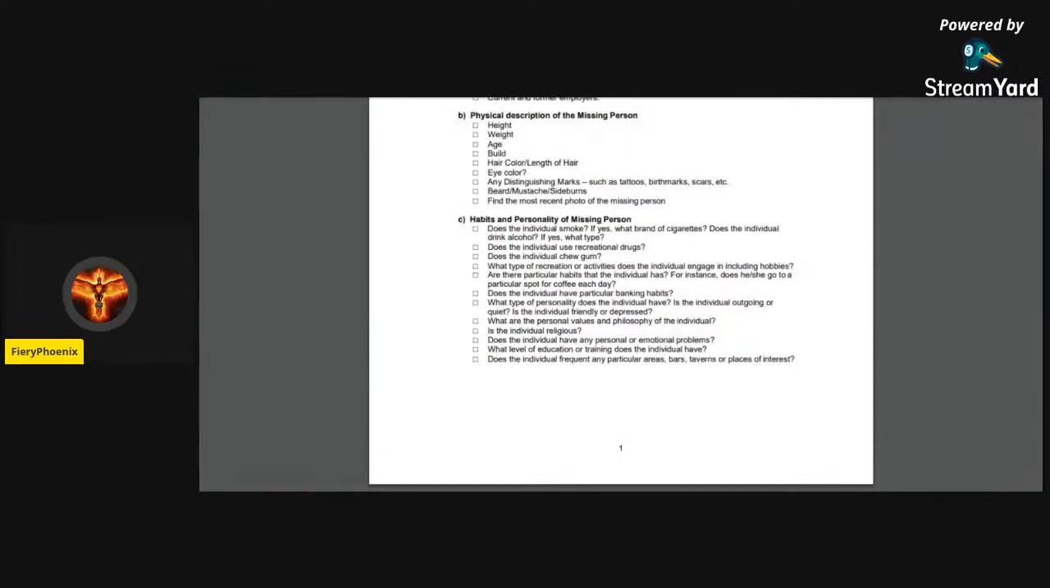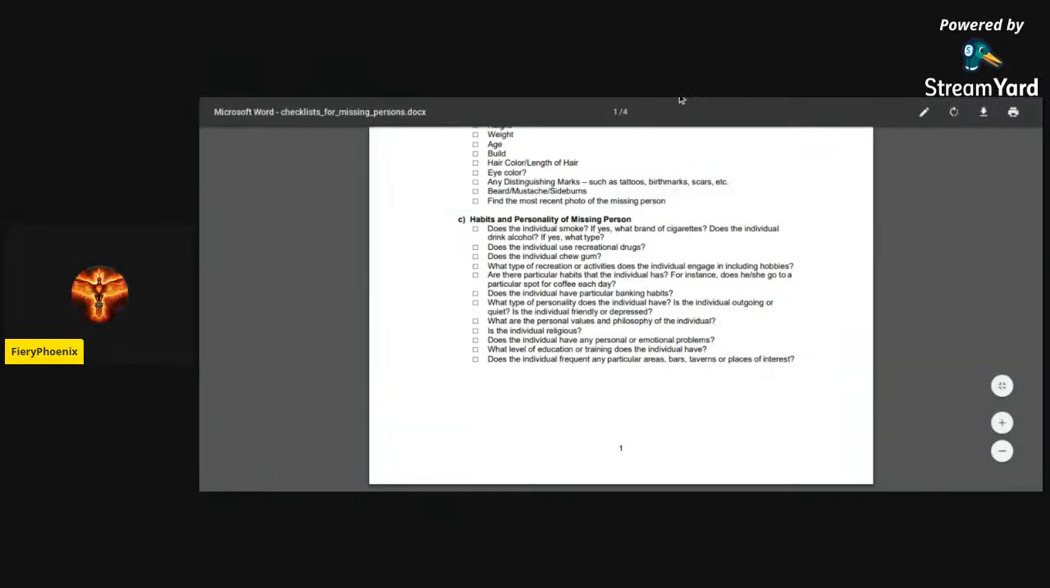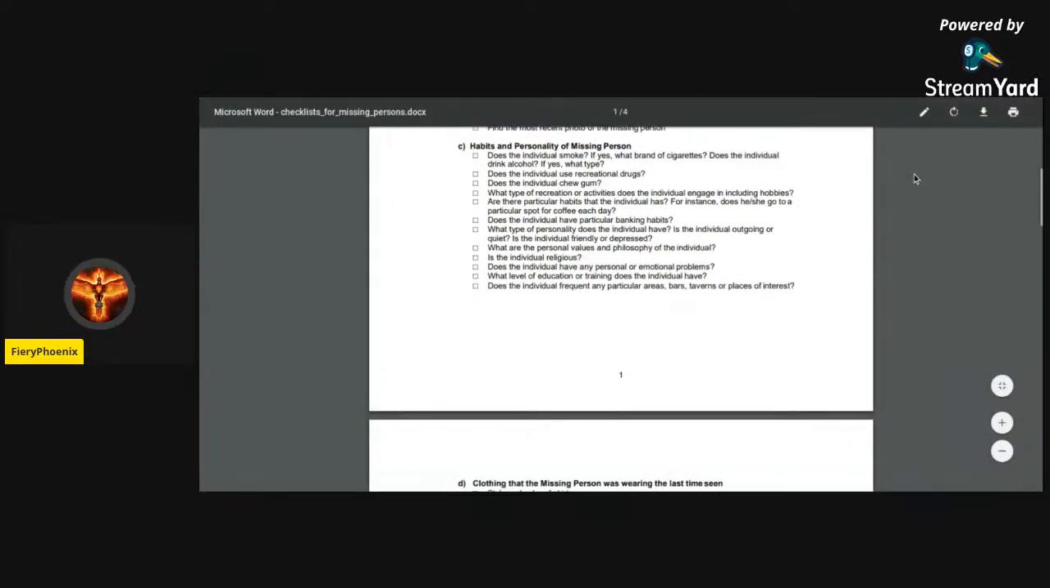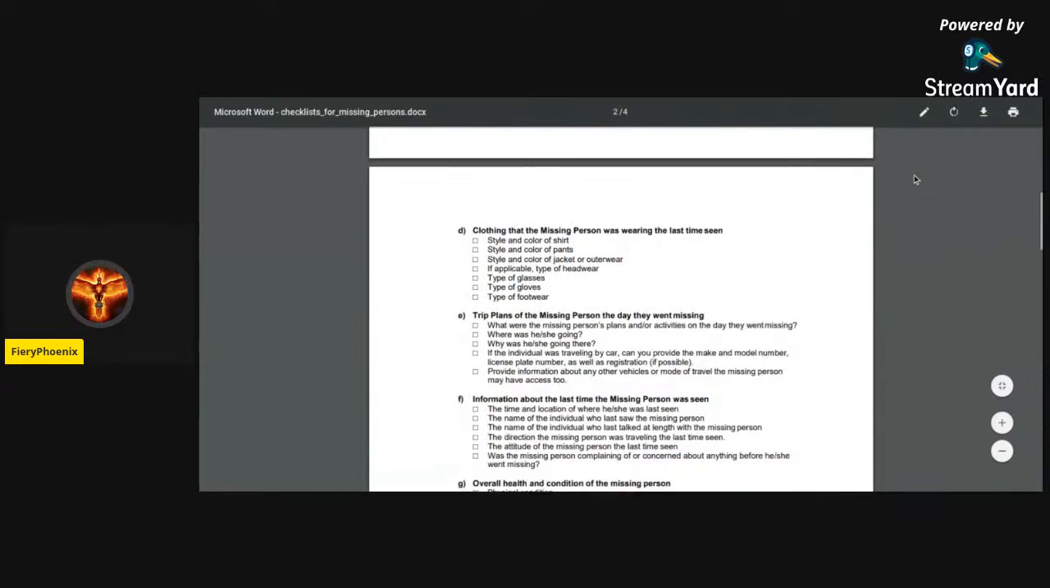What level of education or training does the individual have? Check with schools. If they go to a vocational school, check when they were last in there. How was their mood? Does the individual frequent any particular areas, bars, taverns, or places of interest? Where do they like to go when they're not doing things?